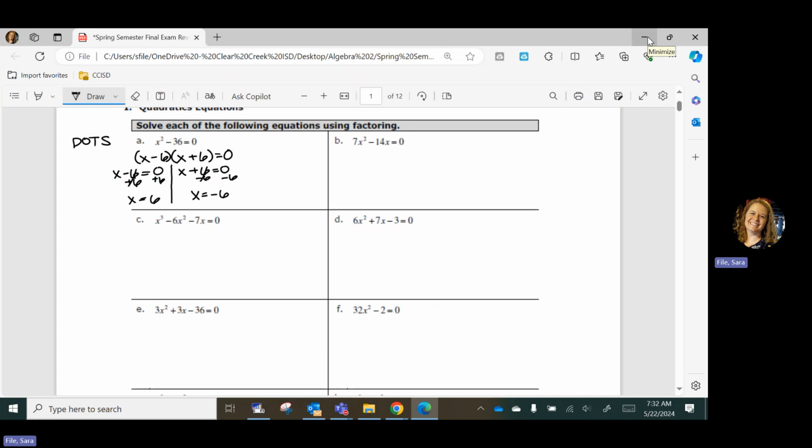On B, we have GCF factoring, greatest common factor. Both of these terms have a common factor of 7x that can be divided out. So when you are taking out your greatest common factor, you're dividing it from each term. So 7x squared divided by 7x would leave us with x, and negative 14x divided by 7x would leave us with negative 2. So now those are our two factors that we split and solve.